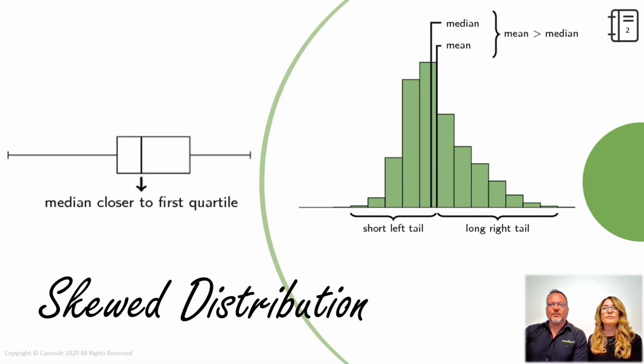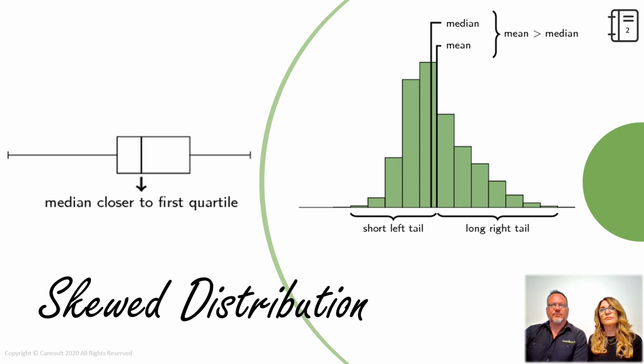In a skewed distribution, we know that the data is not symmetric. From the box and whisker diagram, we can see that the median is closer to the first quartile than the third quartile, and the right hand side of the tail of the distribution is longer than the left.